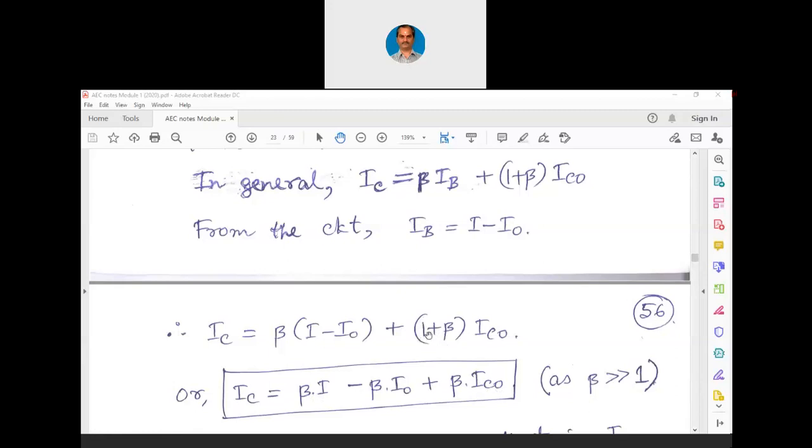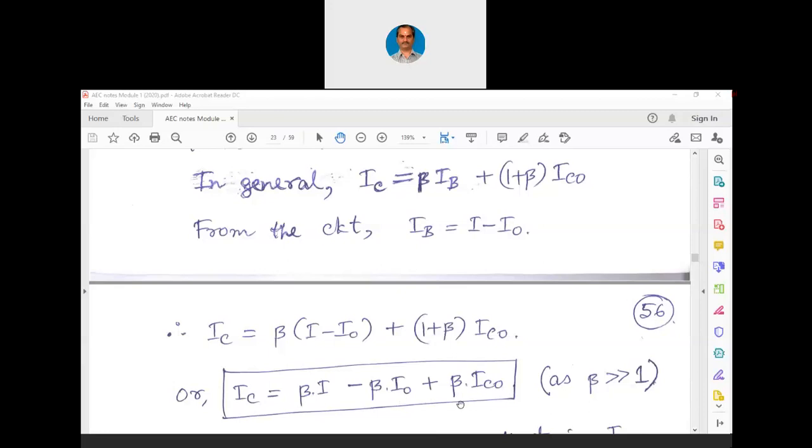This digit 1 can be ignored. So now we have an expression where IC equals beta into I minus beta into I naught plus beta into ICO. Now look at this expression. We have beta into I, this minus beta I naught and plus beta ICO. There is an opposite sign here.